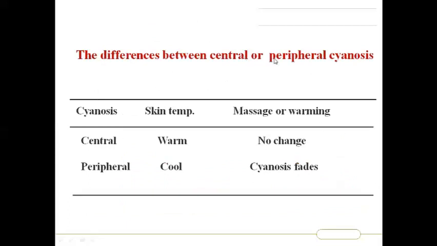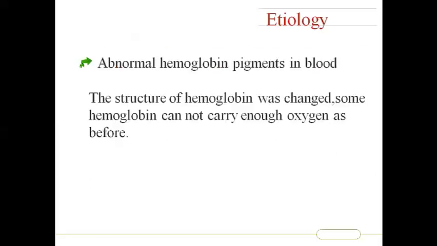The difference between central and peripheral cyanosis is shown in a chart: cyanosis, central, peripheral. Skin temperature here will be warm, here will be cool. Then with massaging or warming, in central cyanosis there will be no change. Peripheral cyanosis will fade away; it will disappear with warming or massaging.